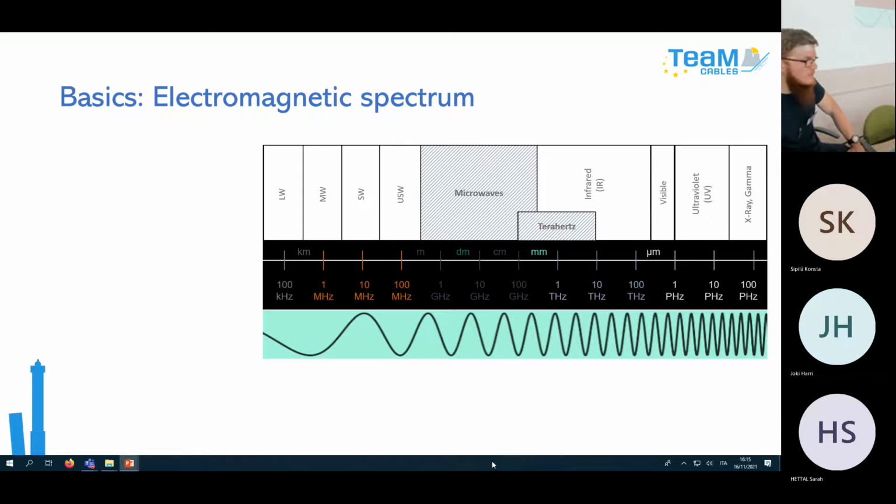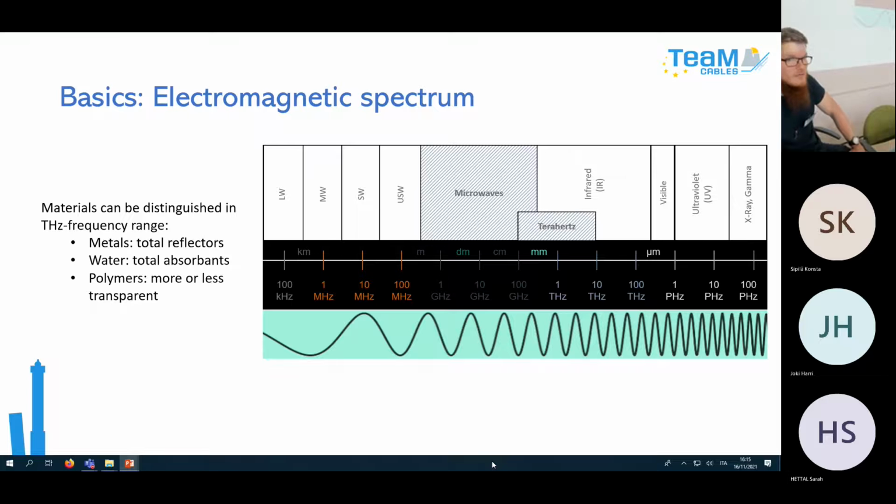Some important materials that you can distinguish in this frequency range are metals, water, and polymers. I will have a little bit of an explanation later on why this is as it is, but I will tell you right now, metals in the terahertz frequency range are total reflectors, whereas water is a very, very good or even total absorbent. Polymers, fortunately for this project, are more or less transparent, so you can shine through it with your terahertz waves and gather some information.